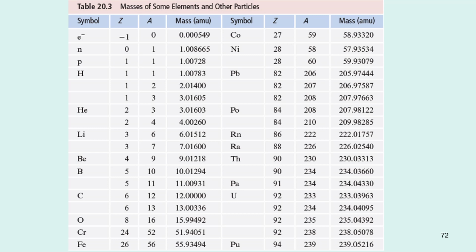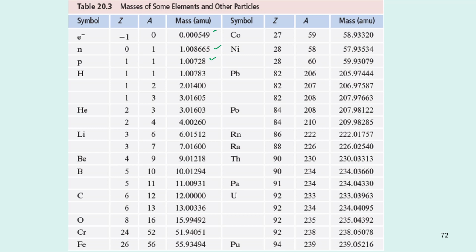Here, from a different book, there's a table of masses of some elements. You can see an electron. Here's the mass of an electron, very tiny. And notice that these are all given to many, many digits. Then the mass of a nucleus, a neutron, the mass of a proton. Notice a neutron is just slightly bigger than a proton.